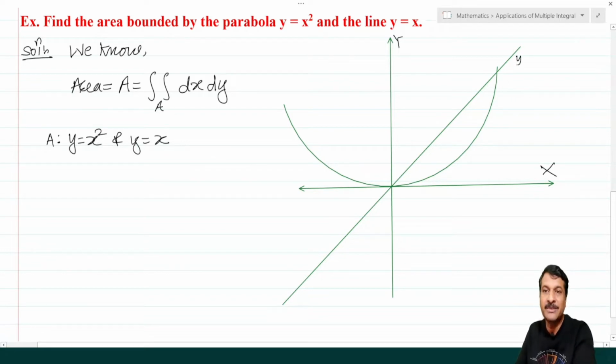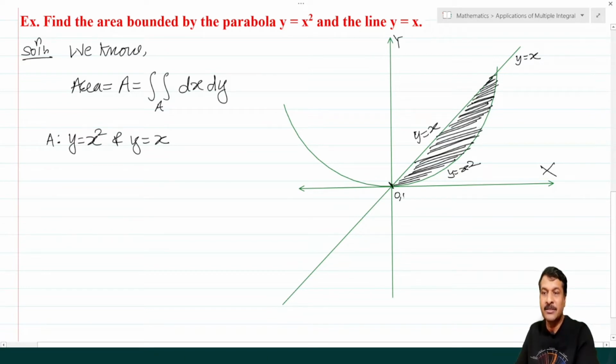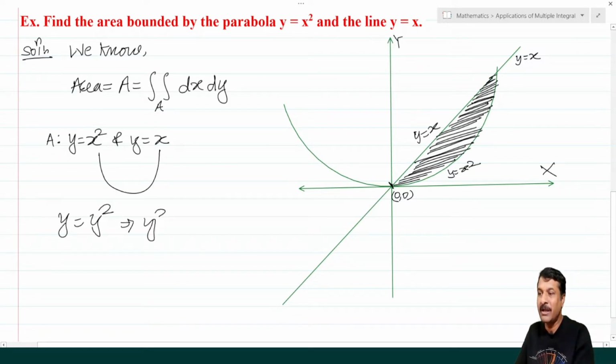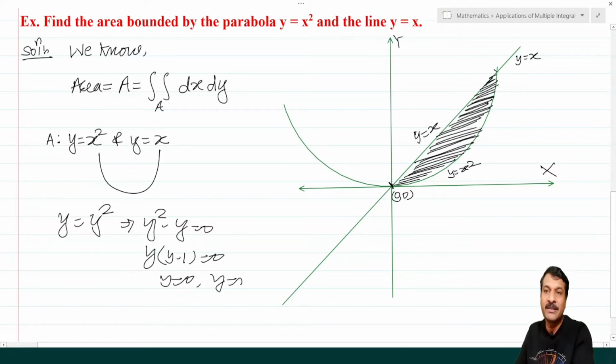Y equal to x means this is a line and this is a parabola. So bounded by this, it means that the region of integration is this much. So how many boundaries of this curve? There are two boundaries. So boundary points here, it is 0, 0. And if we put this value here, I will get y equal to y square, and this implies that y square minus y equal to 0. Y common, y minus 1 equal to 0, y equal to 0 and y equal to 1. Means definitely this point is 1, 1. So roughly we have to find.